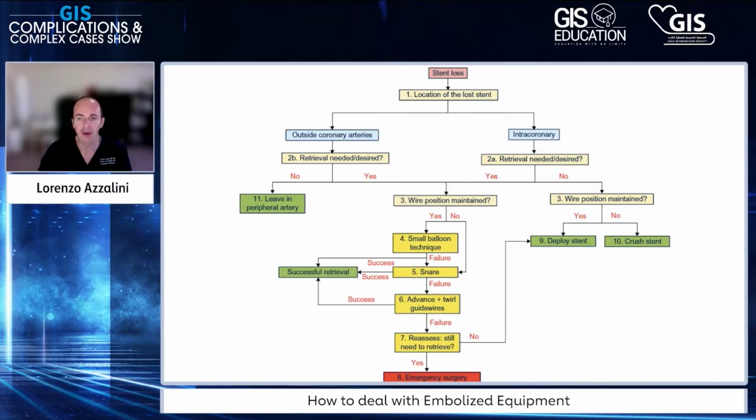So if the wire position through the stent is maintained, we can try all these techniques here, like the small balloon technique. We advance a small balloon inside the stent, inflate it and drag the stent back. We can snare it. We can advance and twirl several guidewires around the embolized stent, and in extreme cases, even consider surgery. Or if we do not have wire control of the stent, we can just crush it.